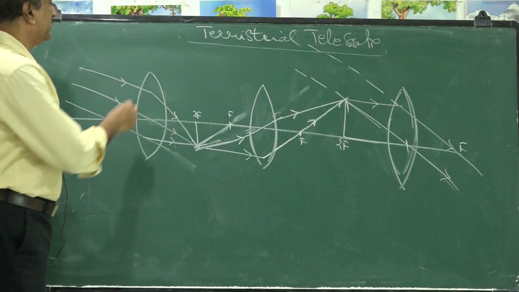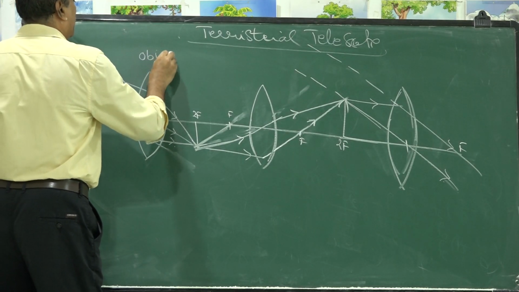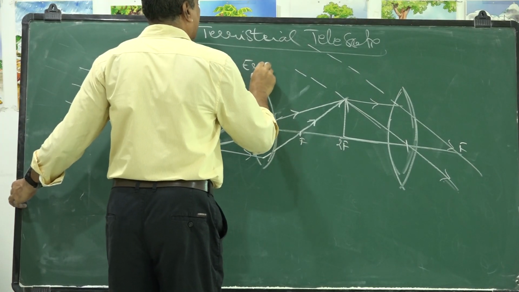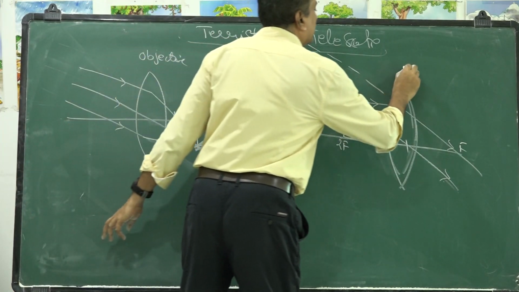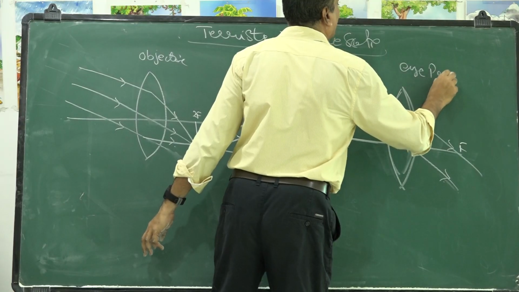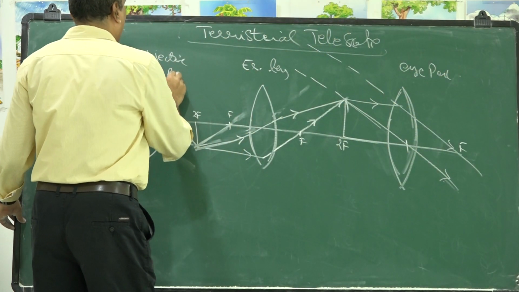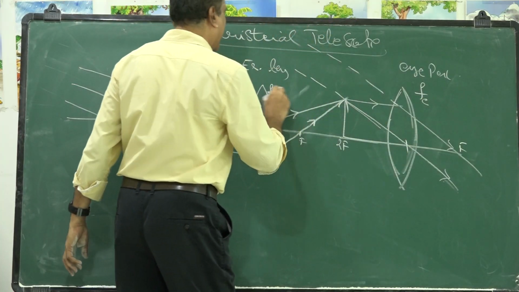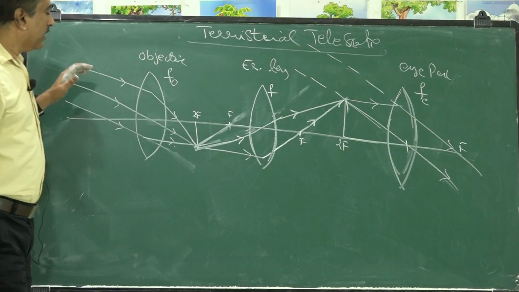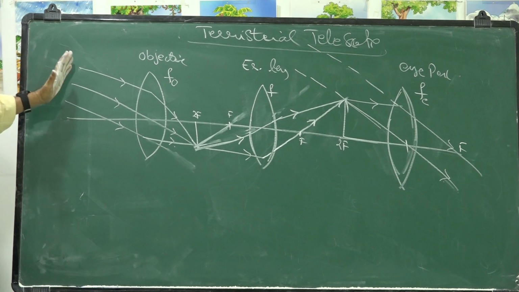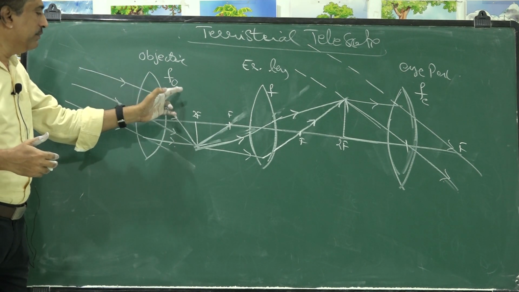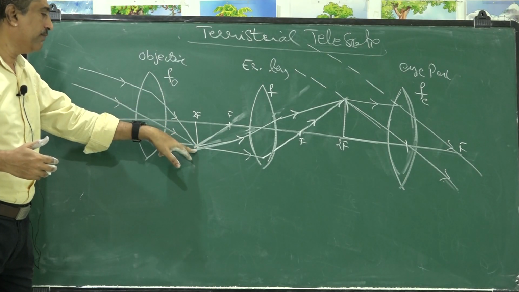So it consists of 3 lenses. This is the objective, this is the erecting lens, and this is the eyepiece. The objective is of focal length f naught, and this is fe, and this is f. Now the light rays from a distant object are incident on this objective, which forms its image at its focus f naught.